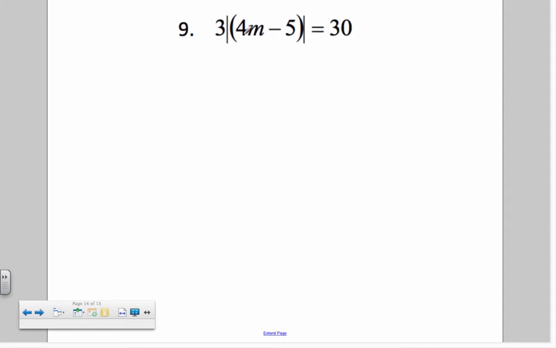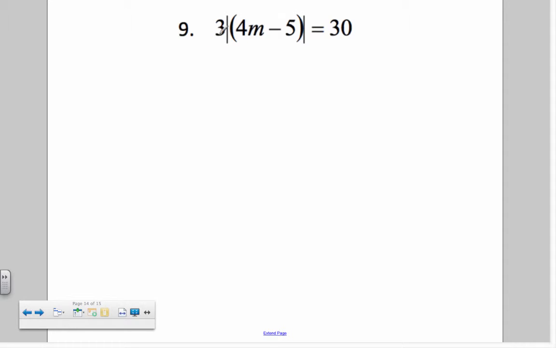So here we have 3 times the absolute value of 4m minus 5. And these parentheses here just help show you that you're multiplying. And that equals 30. So we have 3 times the absolute value of 4m minus 5 equals 30. Well, I have to get the absolute value symbols alone before I can do anything with what's inside the absolute value.